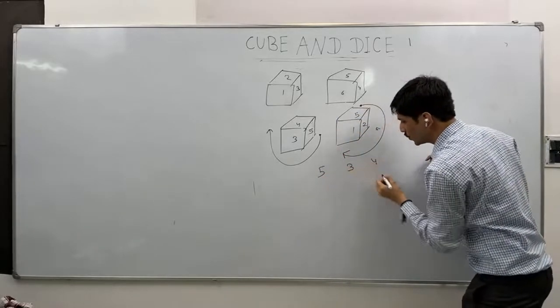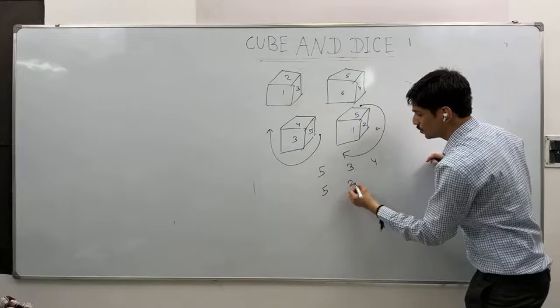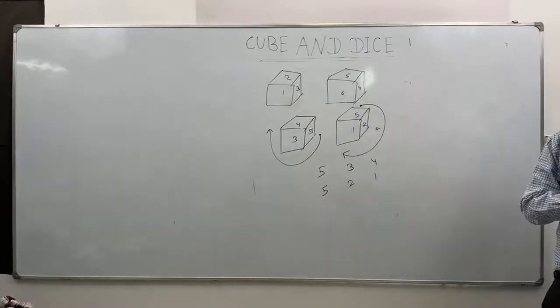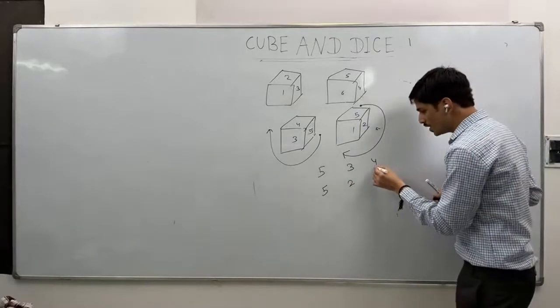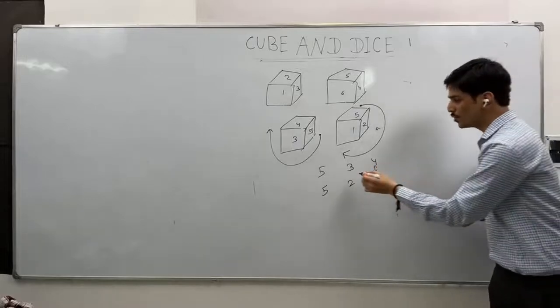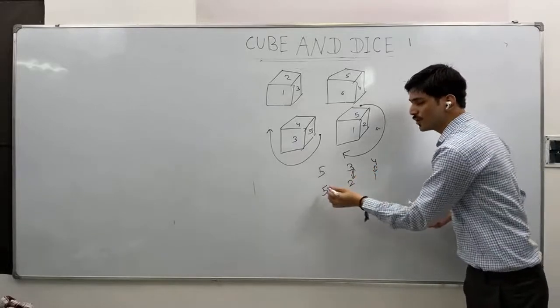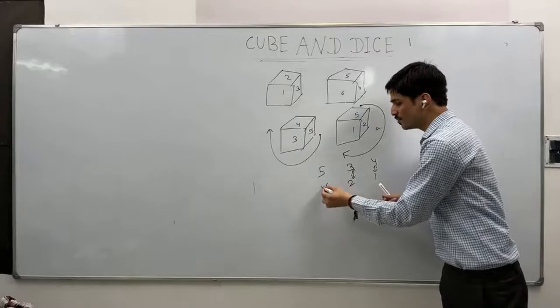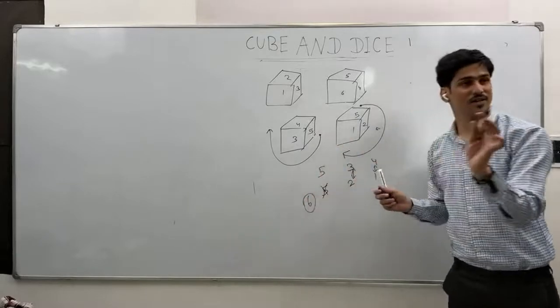So first of all, what will I get? 5, 3, 4. Here what will I get? 5, 2, 1. Now from here you tell, what is the opposite of 4? 1. Opposite of 3? Opposite of 5? 5 is not possible. So what is the remaining number? 6. Clear?